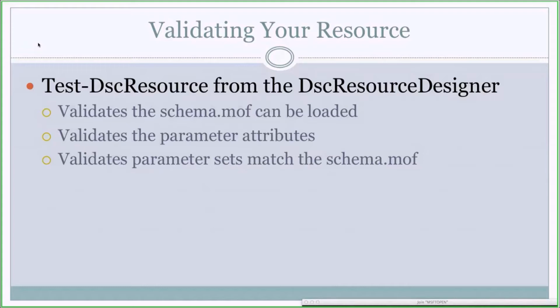It'll validate the schema.mof for you, that it's valid MOF syntax. It validates that the parameters are consistent across your functions, and that the parameter sets you have match what's in the schema.mof. This will catch a huge number of little mismatches as you make tweaks to DSC resources. And when you wonder why it's telling me my DSC resource is not found, what's not working here, Test-DscResource is a huge, huge benefit to validating the state of a resource.